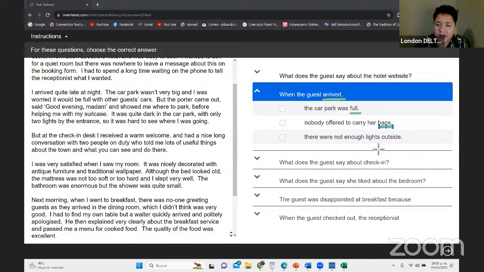There were not enough lights outside. Lights. Okay, very well. So you got your keywords. Now you go and you read the paragraph.